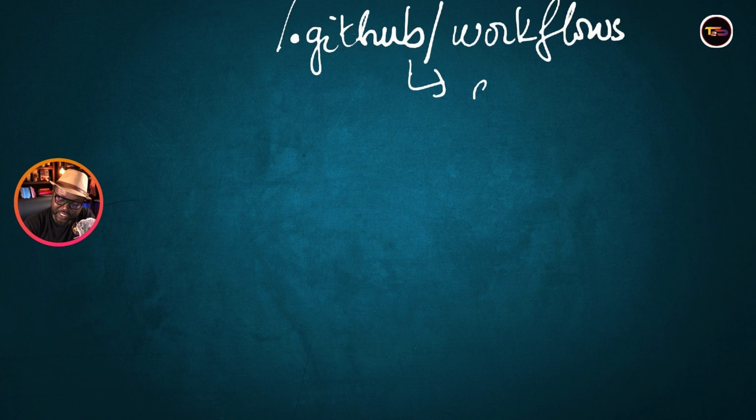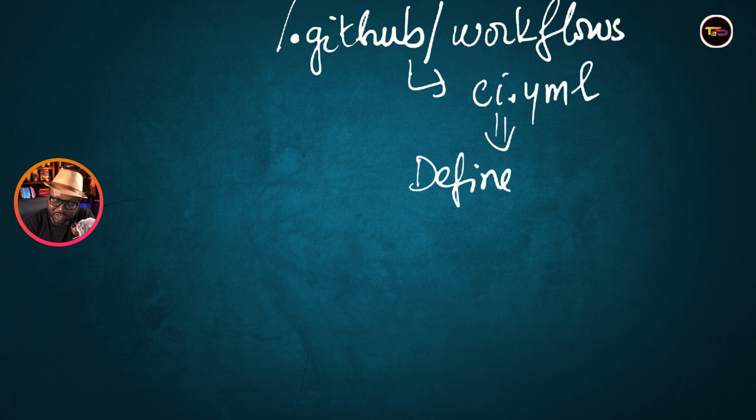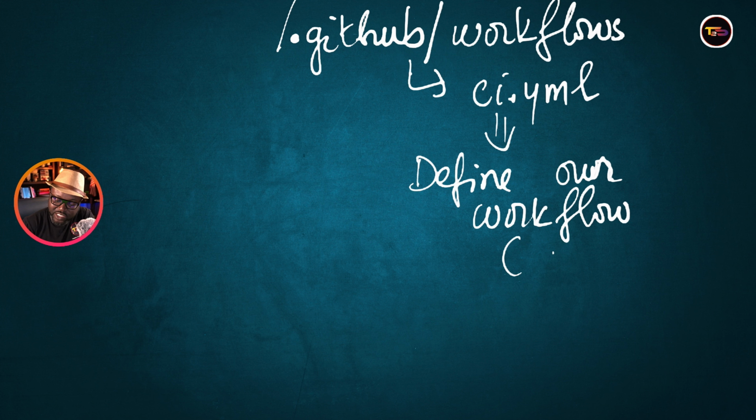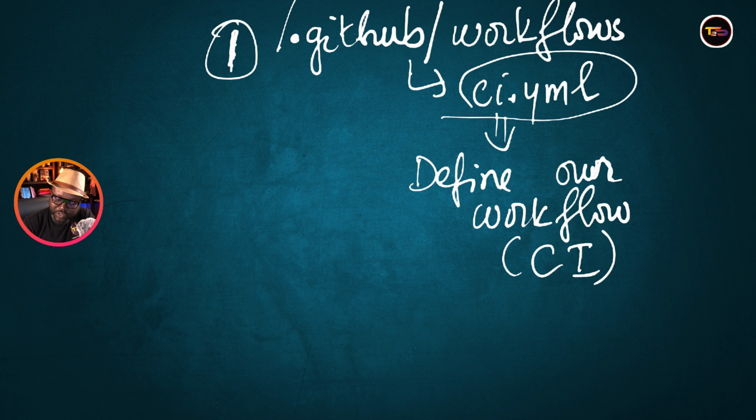Here we have to create this script, this file, and then it's going to define our workflow. In our case, it's just going to be CI, because we are not deploying anything. We're just building something. So that'll be number one. So number one, we have to configure this file here. And then number two, we're going to have to configure a Dockerfile.